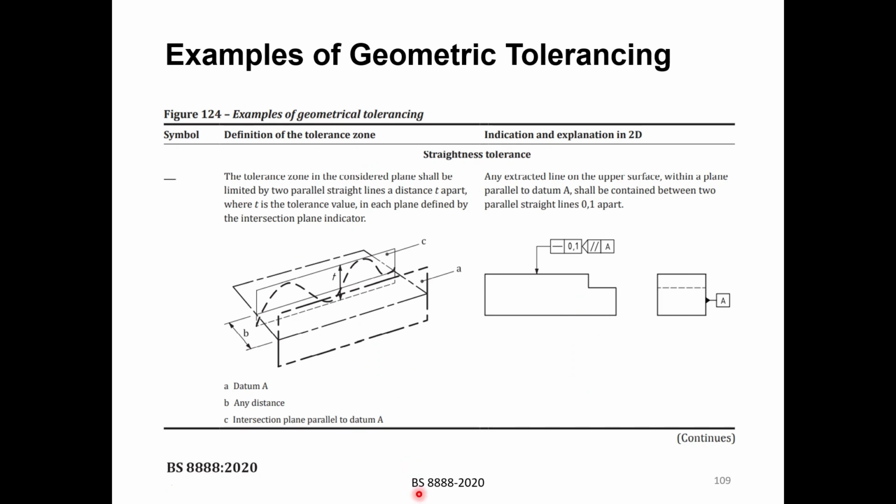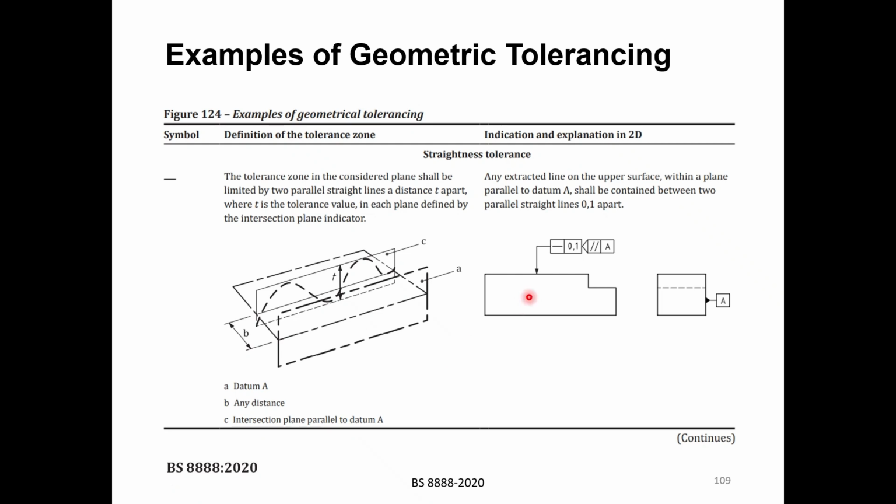So based on the BS8888, there is a huge table which is shown in figure 124, that shows you these kind of geometric tolerancing with nice explanation. So you are just advised to go to those tables and read carefully, or I've put some snapshots here as well, so you can just read from the lecture notes here.